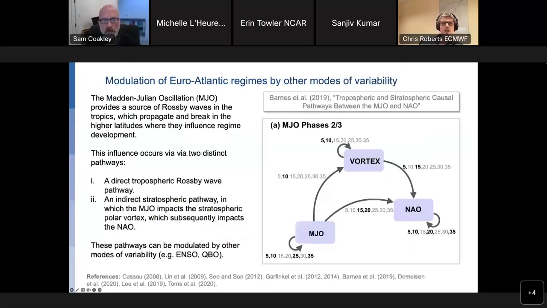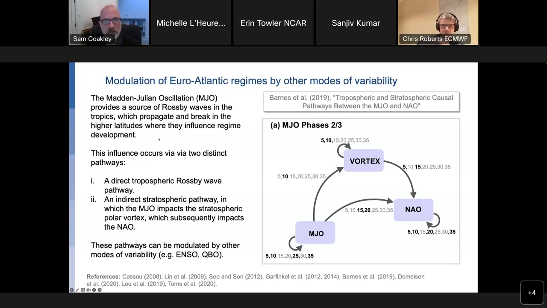But really importantly, especially for S2S forecasts, these regimes and their frequencies can be modulated by other modes of variability, and in particular the Madden-Julian oscillation. This is one of the most important sources of skill at S2S lead times. It provides a source of Rossby waves, which, generated in the tropics, can propagate along waveguides and then influence the high latitudes, where wave breaking can affect regime development and transitions between regimes.